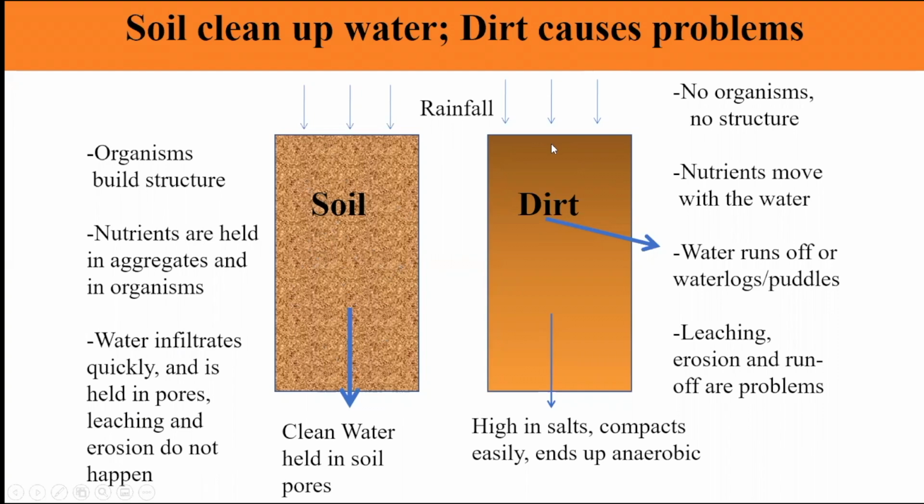If you've got rain coming into a system that has no structure, you will typically have runoff occurring. You will have leaching happening. Nutrients move with the water. Water runs off. It waterlogs. It puddles. You're going to go anaerobic. There's your compaction layer starting to build right as you can watch it. Leaching, erosion, runoff are problems. Any water coming through the system, most of it goes along on top of the compaction layer, runs right off down the hill. What water does come through is high in salts, high in toxic materials. It compacts very easily, very rapidly, and it ends up anaerobic. Good luck growing a crop in that.